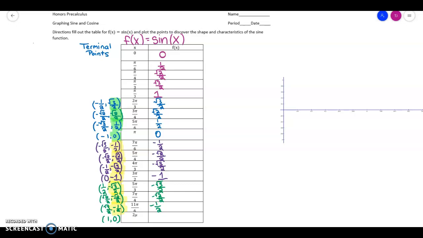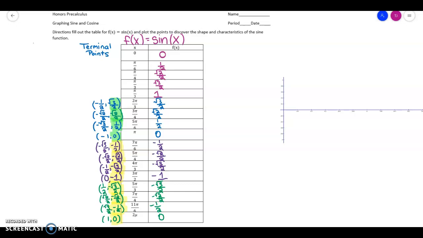And then finally, we're going to make it all the way around the circle at 2 pi. And the sine of 2 pi is going to be equal to 0. Now to make this a little bit easier for us to graph, I'm going to go ahead and write the decimal form of some of these values. This isn't something we normally do when we're solving, but when we're trying to figure out where to plot it, it'll make it a little bit easier.